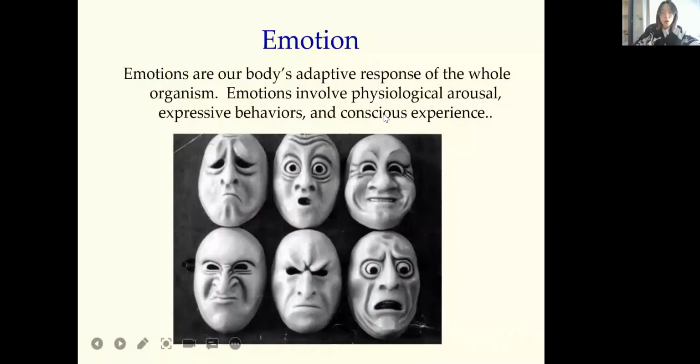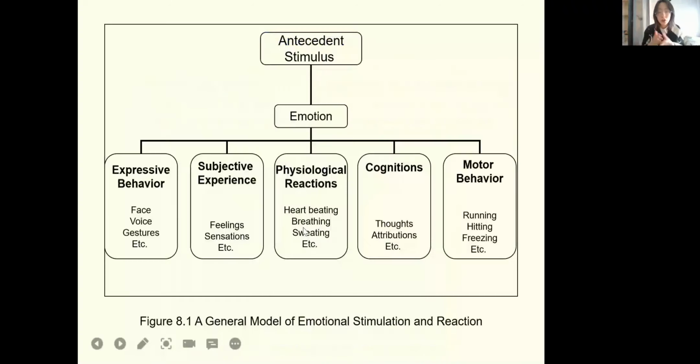So what exactly is emotion? Emotions are our body's adaptive response of the whole organism. Emotions involve physiological arousal, expressive behaviors, and conscious experience. So emotion is not just a biological reaction to the outside world, but an integration of physiological, psychological, and cognitive elements. Let's look further at the components of emotions.